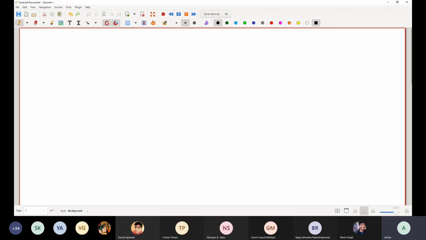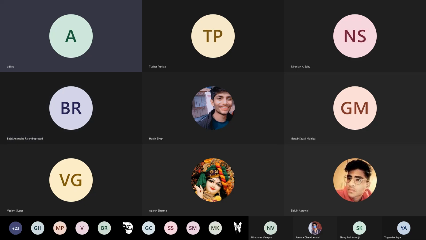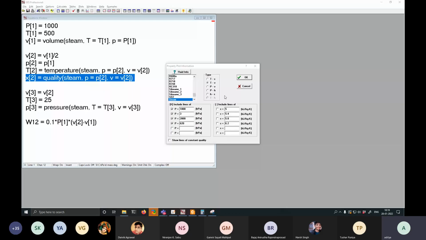So if you have doubts, you can go to plot, property plot. For steam, you go to the TV diagram. We will not include any isentropic lines. We will say pressure I want 1000. Sir, I am not able to see your screen. Sorry, I have to share my entire screen. Okay, I'll do it again.